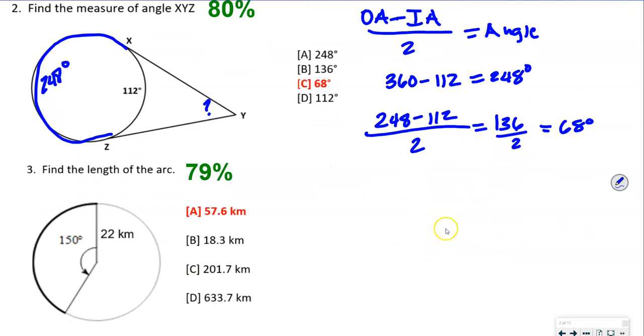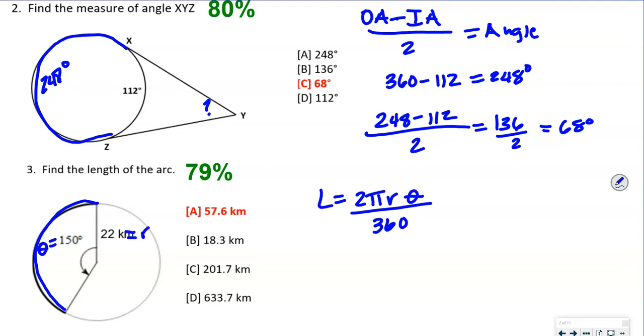So next one says find the arc length, or the length of the arc. Okay, so we're looking for this right here. So this is the equation. Length is equal to 2 pi r theta over 360. And our theta is the 150, and our radius is equal to the 22. So we're just going to plug this in here. 2 times pi times 22 times 150, and we're going to divide all that by 360, and when we do that we get 57.6 kilometers.